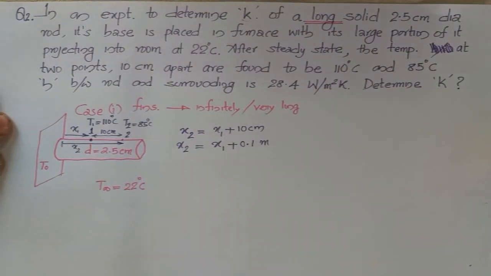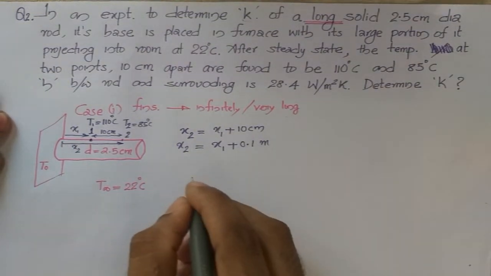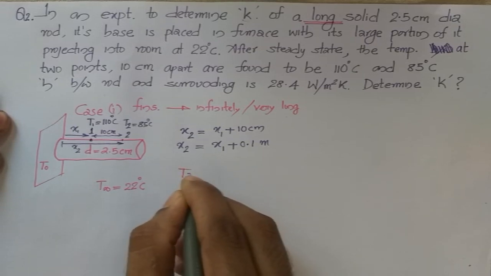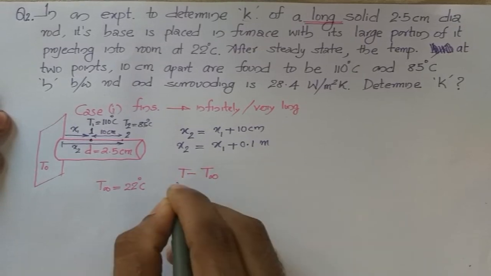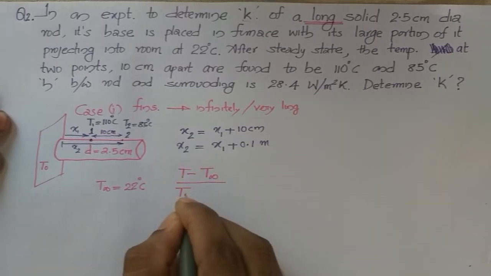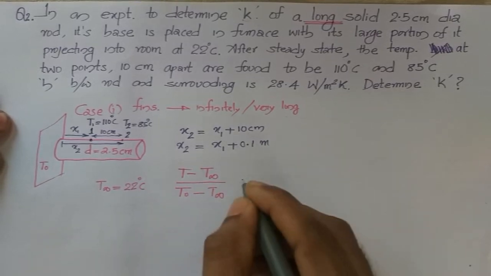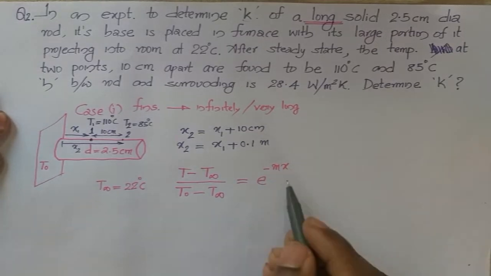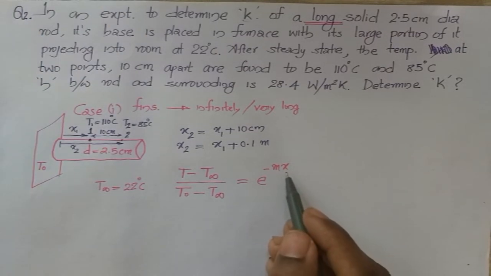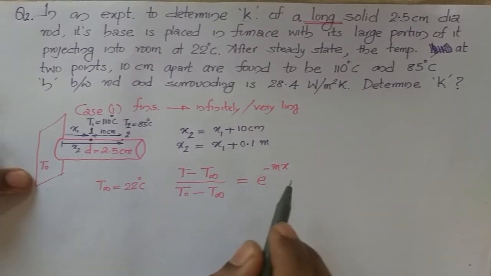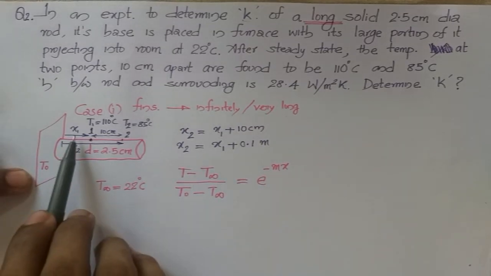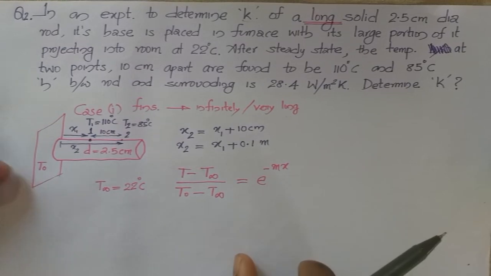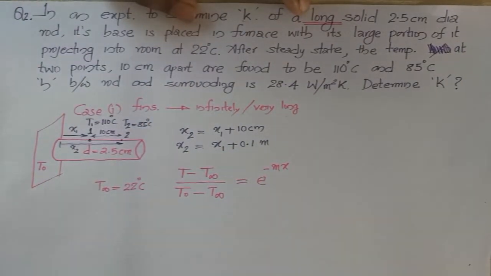So we are having the general expression for temperature distribution: T minus T infinity divided by T0 minus T infinity equal to e raised to minus mx. That is, if you are having a point which is at a distance of x from the base, then the temperature is T. Here you are having 2 points which are at a distance of x1 and x2 from the base surface. So I will be applying this for both the points.